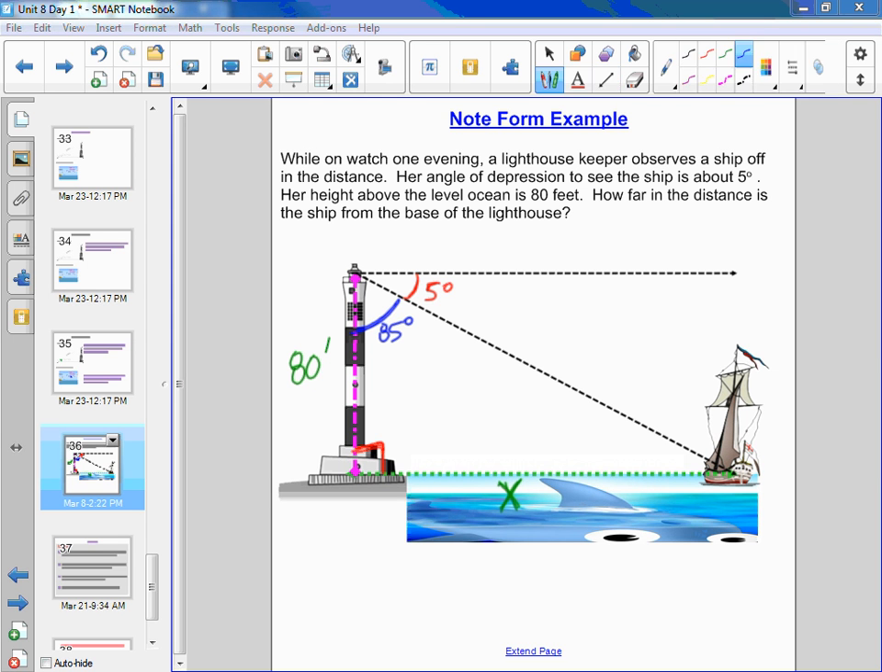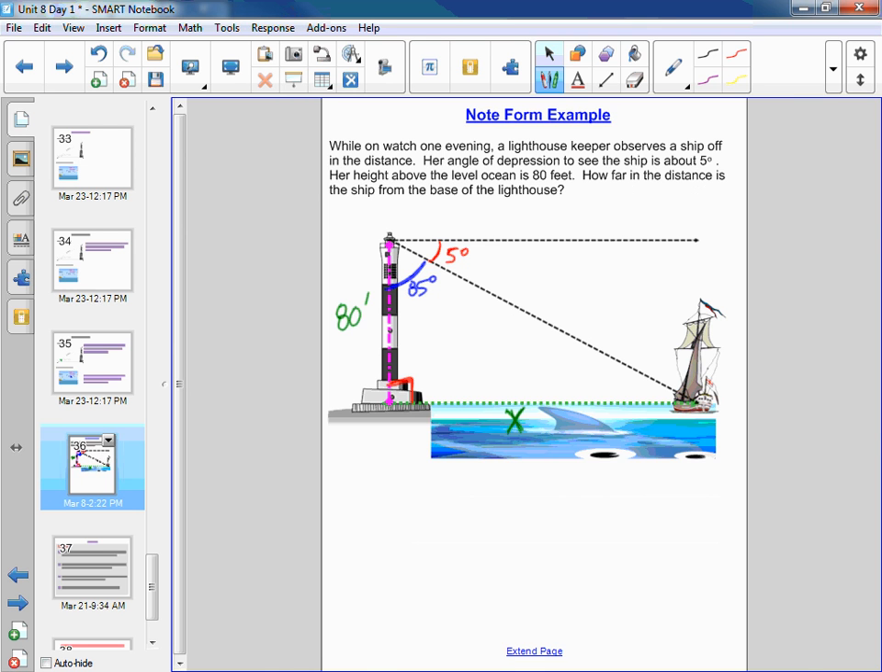What trig function would it be? In relation to 85 degrees, I've got opposite, and I've got adjacent. What trig function relates opposite and adjacent? Chrissy? Tangent. Tangent, awesome, let's do it. So we'll write our equation. Tangent of 85 degrees equals opposite X over adjacent 80.